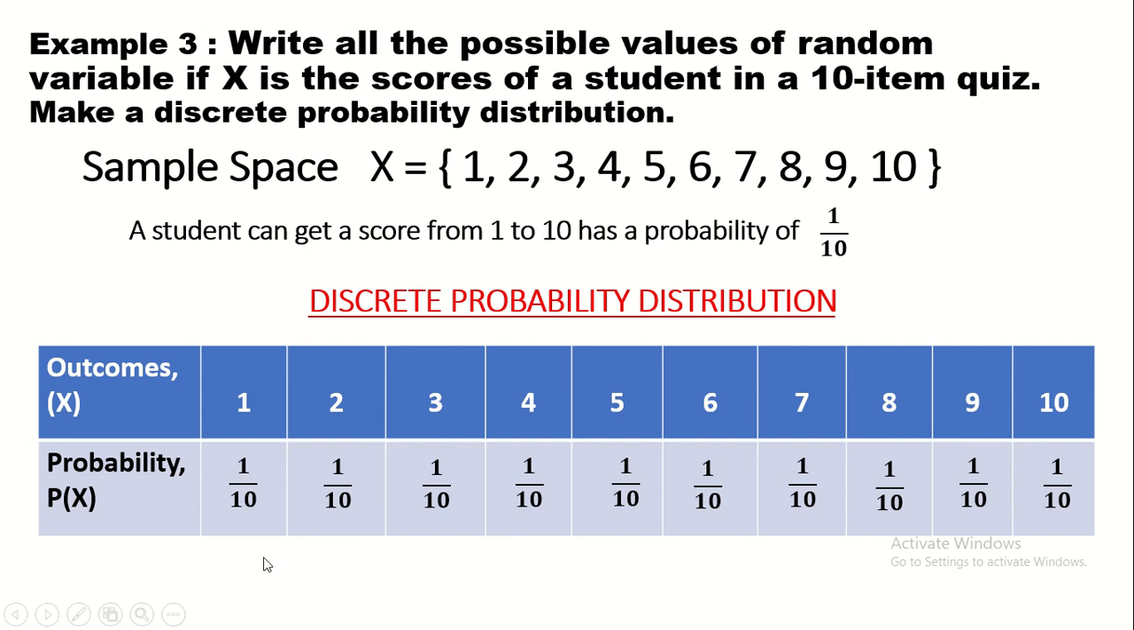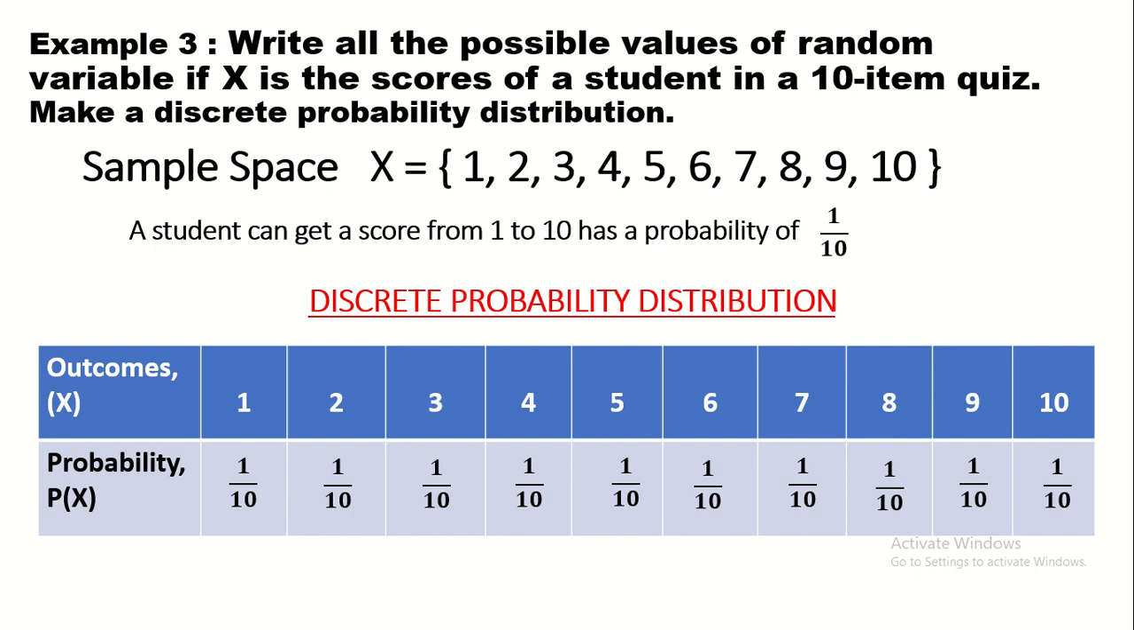Let us check the properties of a discrete probability distribution. Number 1: ang P of X daw niya dapat ay equal to 1. So, 1 plus 1, that is 2, plus 1, that is 3, plus 1, that is 4, plus 1, that is 5, plus 1, that is 6, plus 1, that is 7, plus 1, that is 8, plus 1 is equal to 9, 9 plus 1, that is 10. So, 10/10, that is equal to 1. Ibig sabihin, nasunod natin yung unang property ng discrete probability distribution.